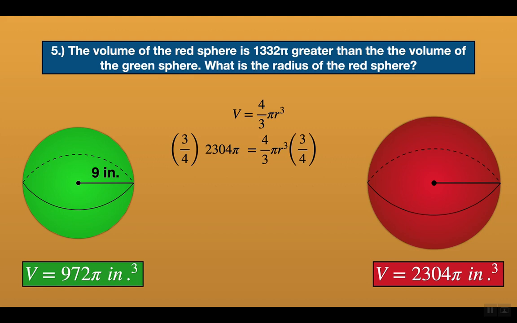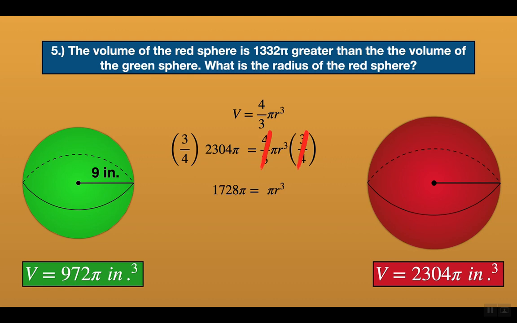Our first step is going to be to get rid of that fraction. We're going to get rid of the 4 over 3 by multiplying both sides of the equation by 3 over 4. When we do that, on the left-hand side, we're going to multiply 3 times 2304 pi, and then divide that by 4. And that's going to give us 1,728 pi equals pi r to the third power.